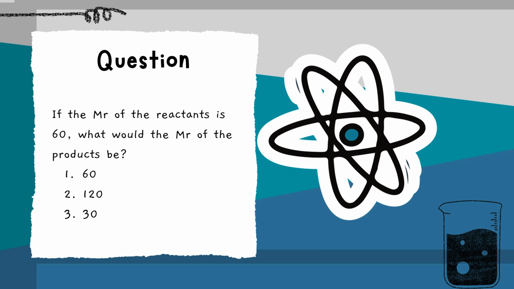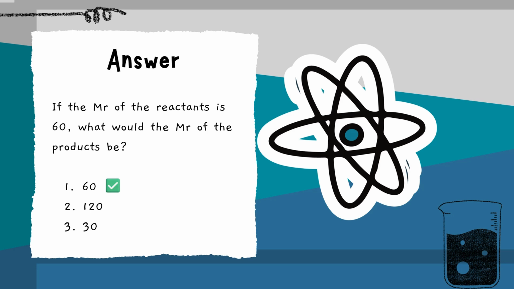Question for you. If the Mr, that is the relative formula mass of the reactants, is 60, what would the Mr of the products be? 60, 120 or 30? Pause the video, think and then check your answer. If your answer came out to be 60, then you are correct because the mass is conserved.